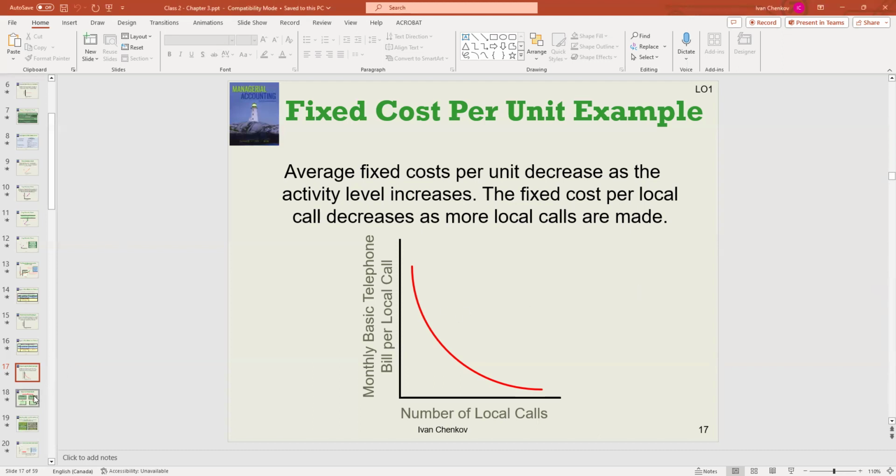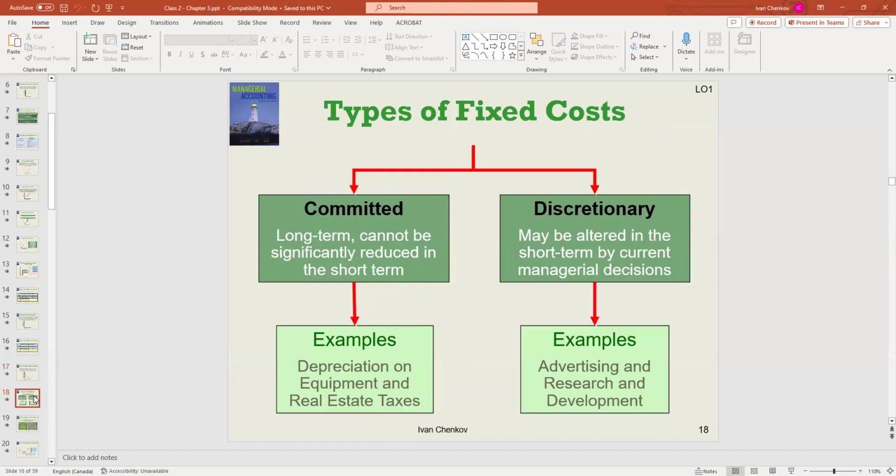Let's move to the next one. Types of fixed cost. We have two types of fixed cost. One is committed, the other one is discretionary. Committed fixed cost is long term, which cannot be significantly reduced. Sometimes you cannot even eliminate it. That's why it's committed. Commitment usually is made in a contract and you already signed the contract.